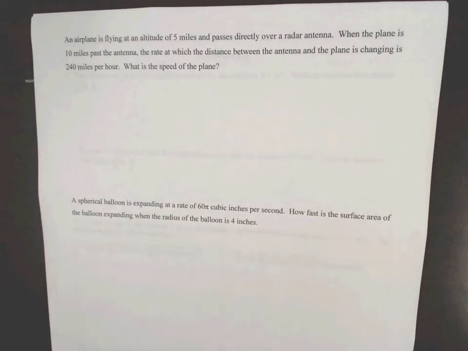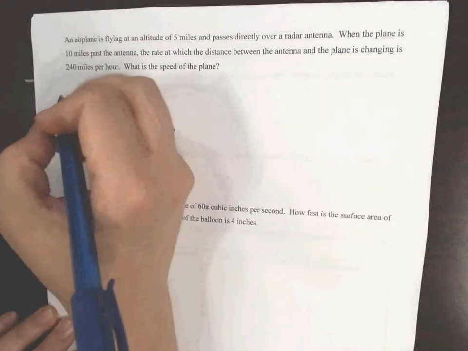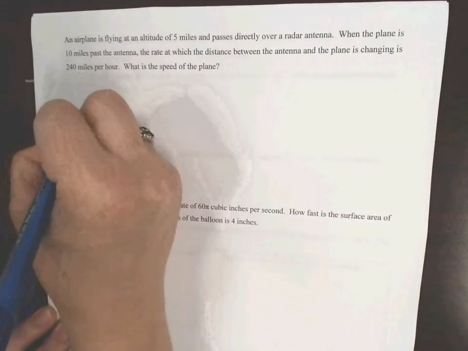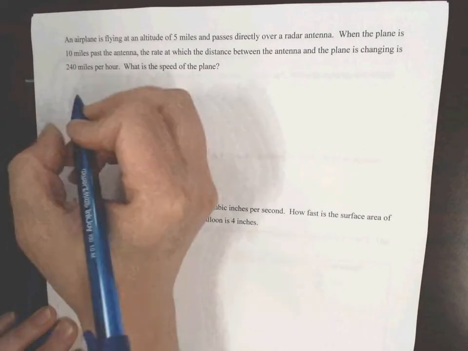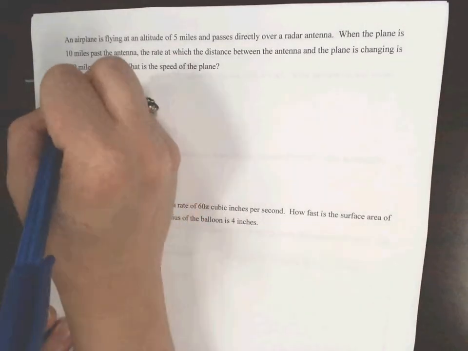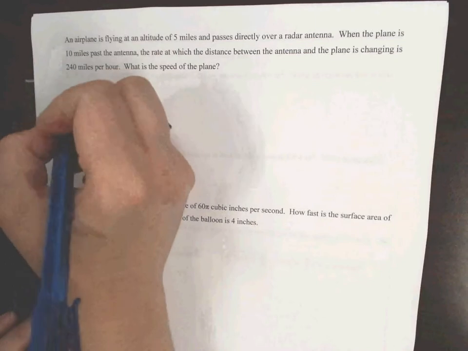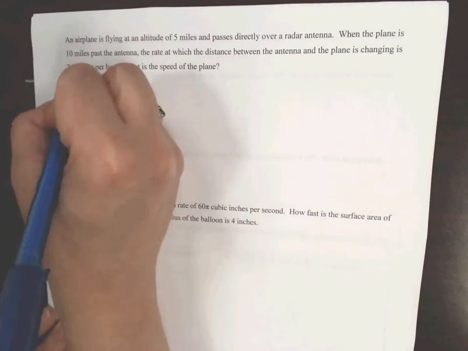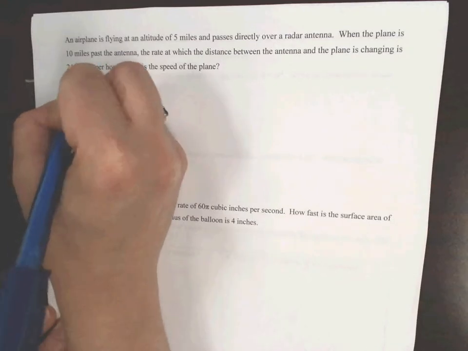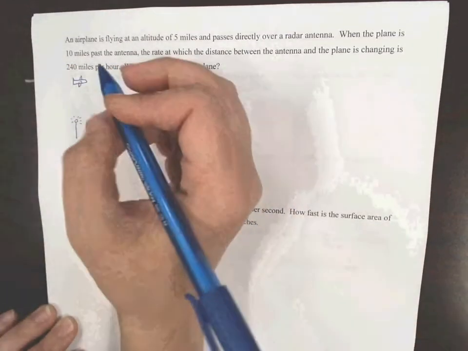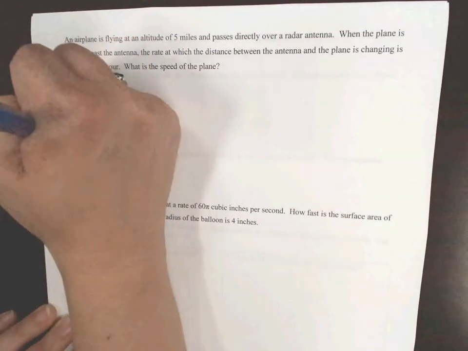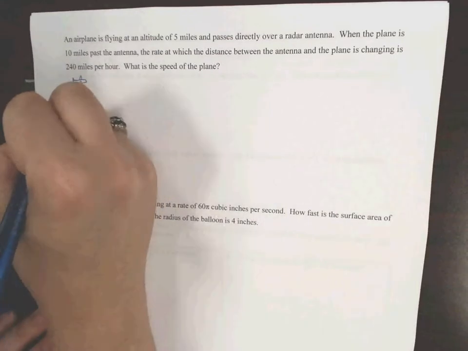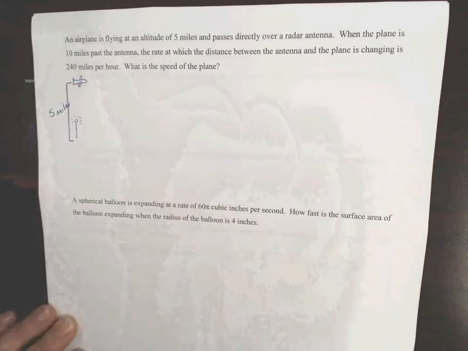Okay, so we need to kind of understand our situation here. You have some antenna, right? This is going to be my antenna. And an airplane is flying at an altitude of 5 miles above it. So this is my airplane, flying directly above this. I know that when it passes over the antenna, this is an altitude or a height of 5 miles.